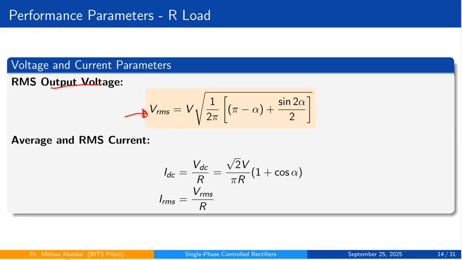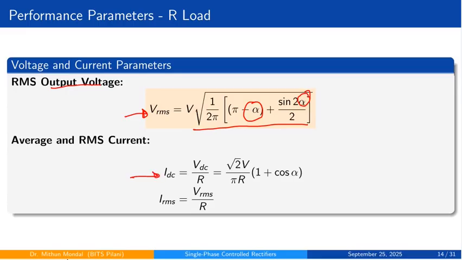Now, for the RMS output voltage, the RMS voltage can be found as the root mean square of the AC voltage. This is the formula we can use to find the RMS output voltage: V under root of 1 by 2 pi, times (pi minus alpha plus sin 2 alpha by 2). Here alpha is the firing angle, which controls the total output voltage or the DC voltage. So it is a controlled rectifier.